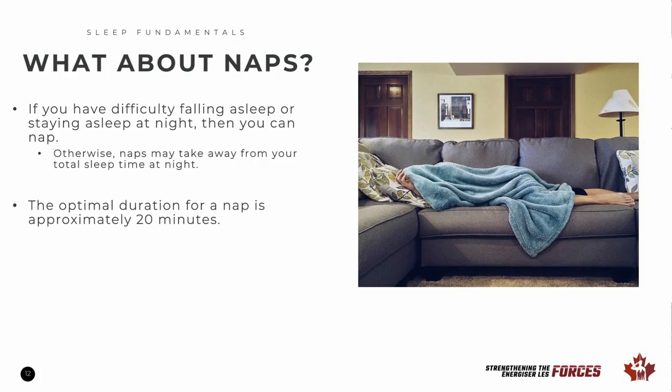Otherwise, naps take away from your total sleep time at night. So the optimal duration for a nap is approximately 20 minutes. This may vary, but we really don't want to get into the point of having deep sleep, because then we're going to be groggy when we wake up. In later life, we may see napping increase. So again, in older adults after the age of 64, napping generally tends to happen, especially later in the day.